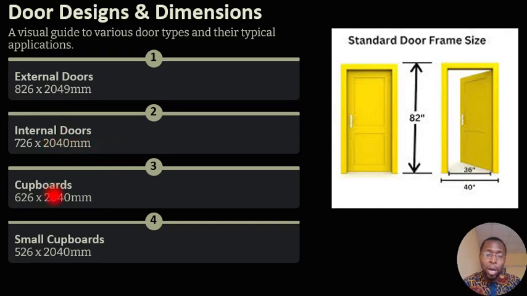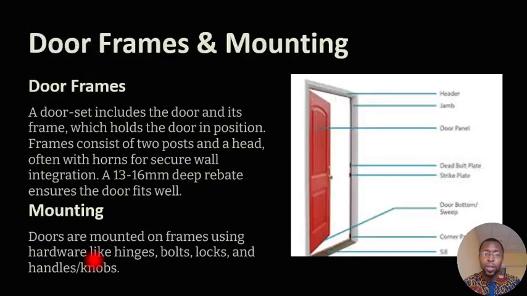For a cupboard, you make use of 626 by 240 millimeters dimension. And lastly, if it is a small cupboard, it is better you make use of the dimension of 526 by 240 millimeters. Okay, so these are the various door designs and their dimensions respectively. So now we'll talk about door frame.